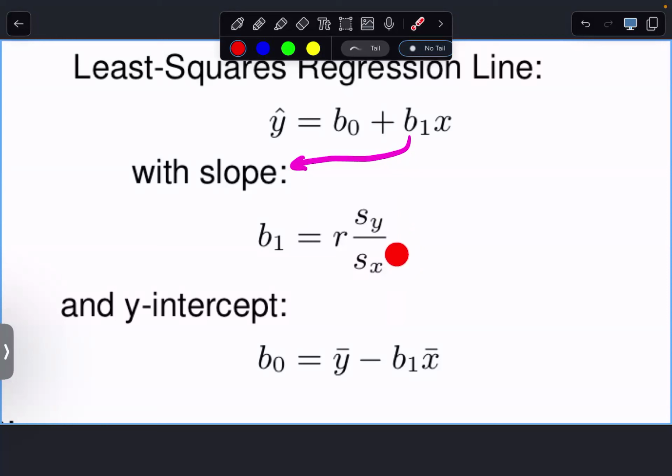The standard deviation is spread. You can't have negative spread. And so the standard deviations are always positive. And so the only way that we can get a negative slope is through the correlation, right? But we have these three pieces, right? It's given in the table. And so we can find the slope.